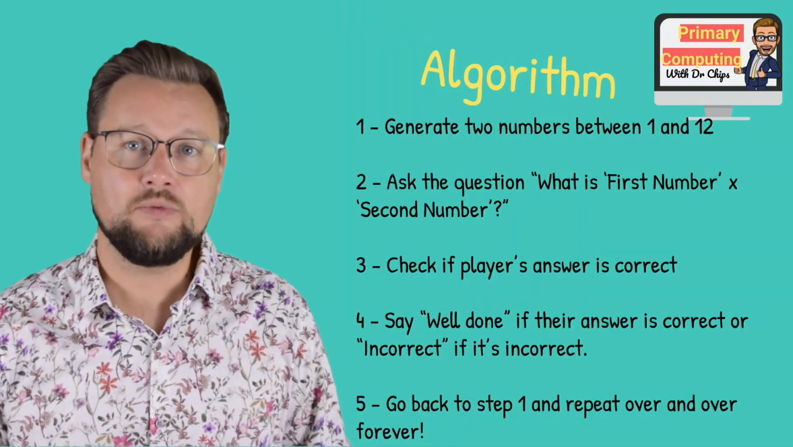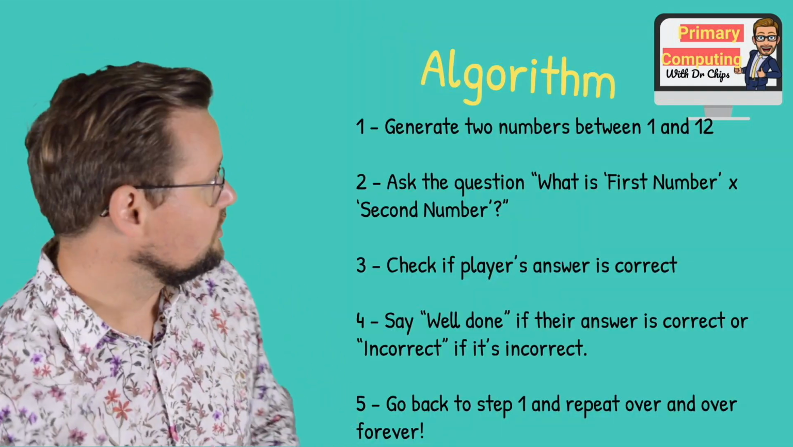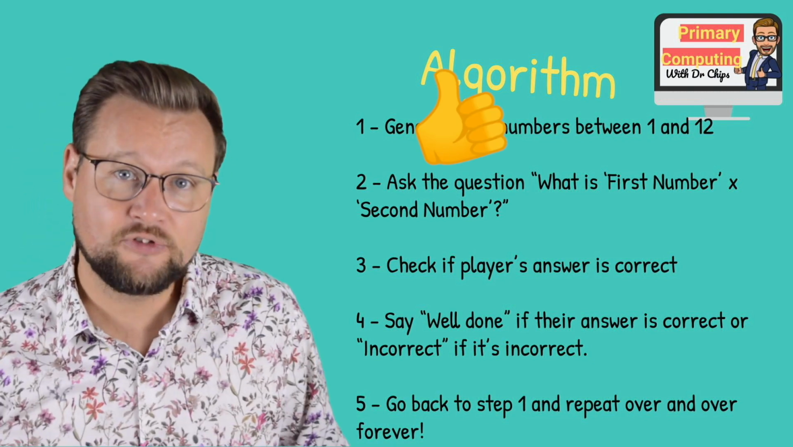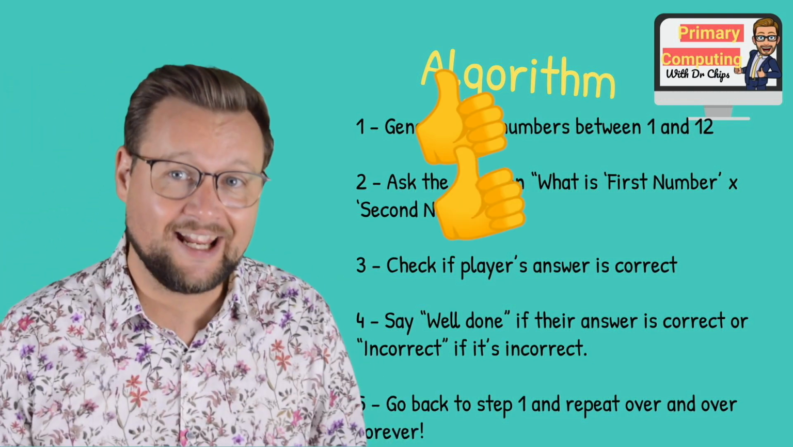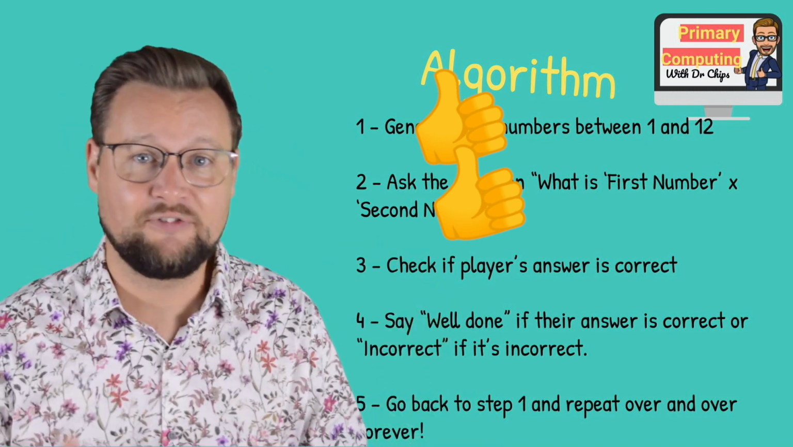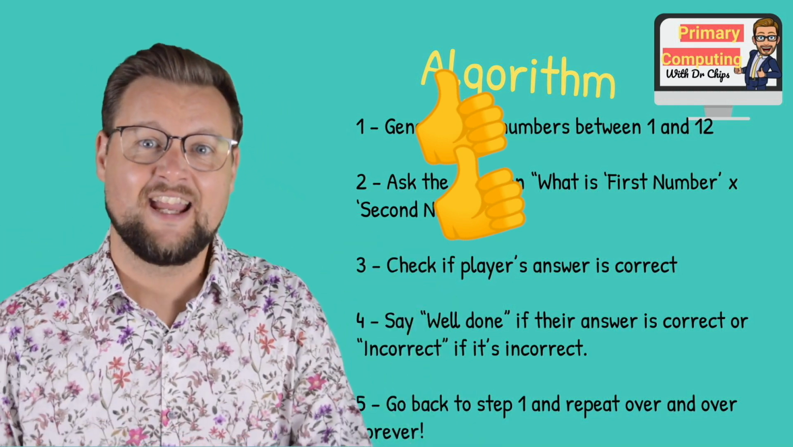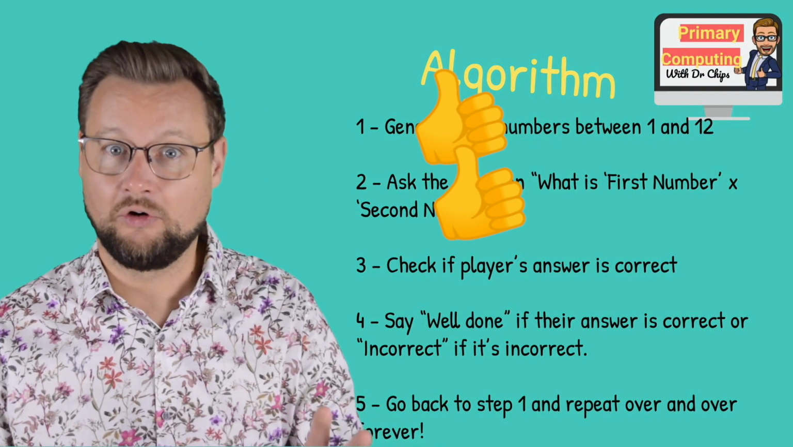Okay, time for a recap, folks. Let's see how we're doing with our algorithm. So far, we've got our program to generate 2 numbers, and we've got it to ask the question. Next, we need to check if the answer that the player gives is correct or not, and then say either that's incorrect or well done.